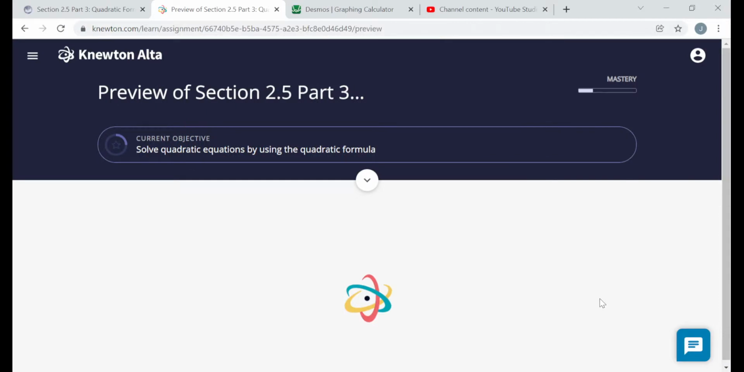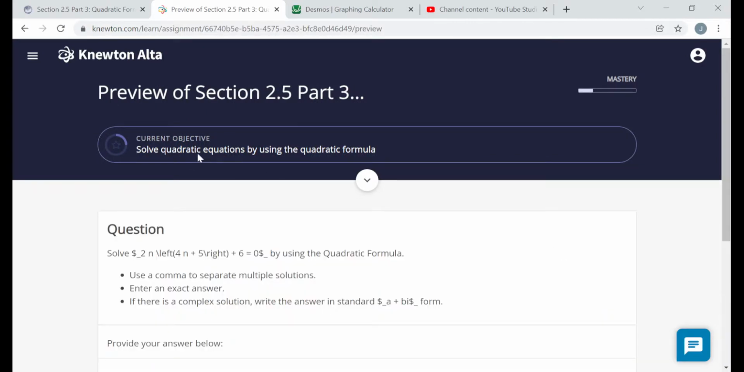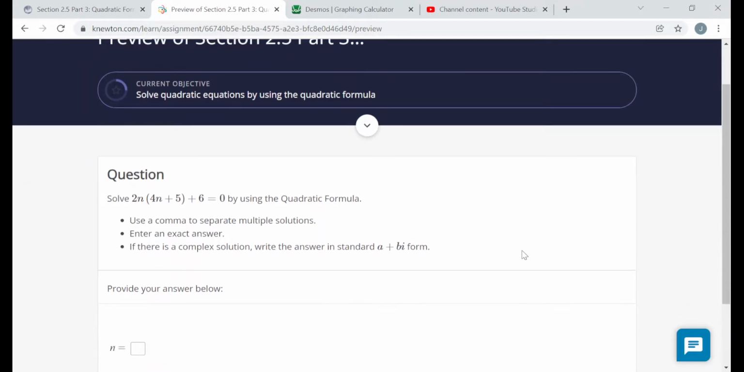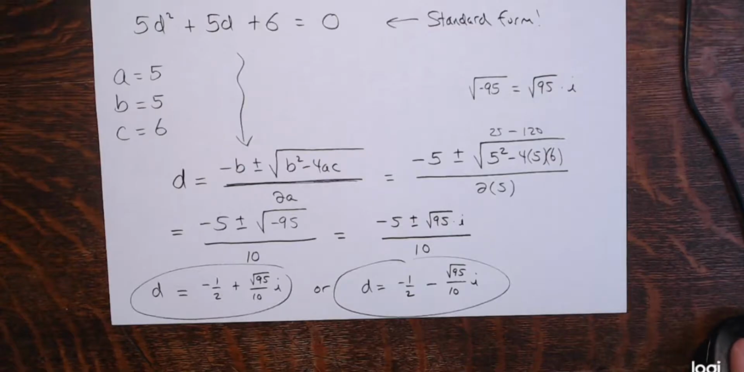All right, next question. Again, solving an equation. So once again, I've got an equation here that's not in the standard form. I've got to put it in standard form by distributing the 2n, and then jump into the quadratic formula. All right, so let's go to some paper.